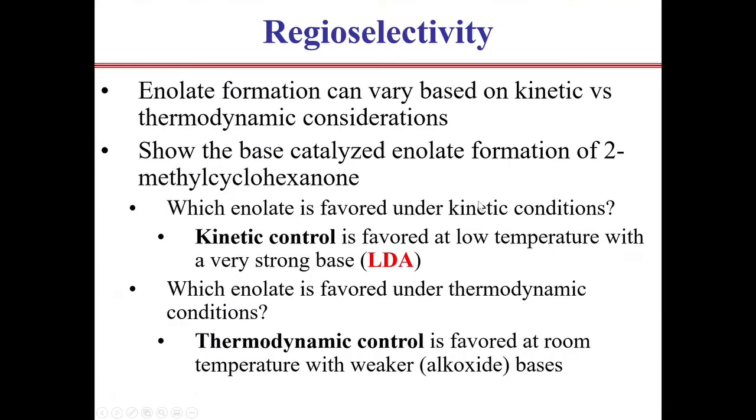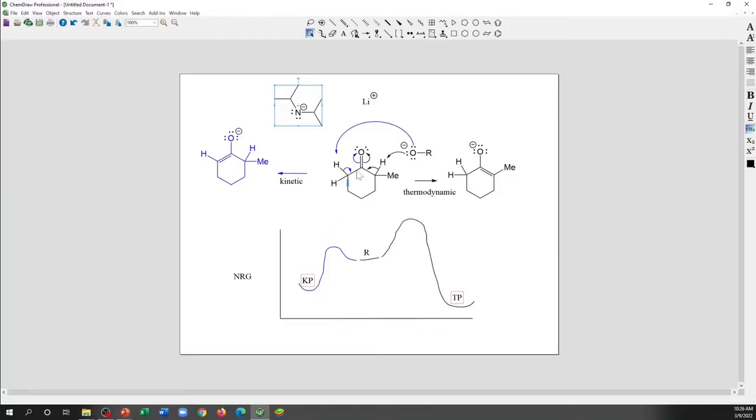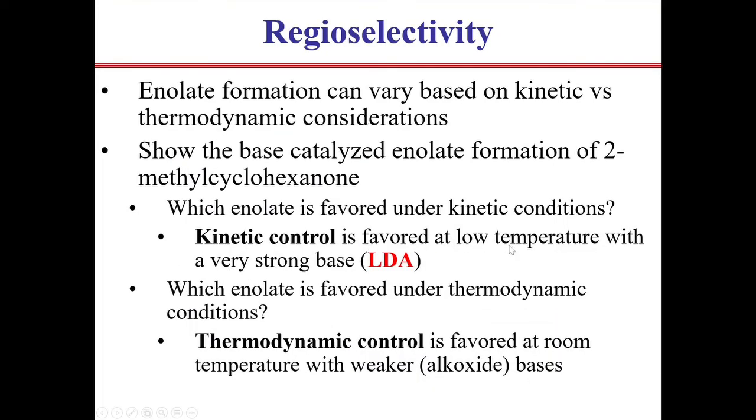Which enolate is favored under kinetic conditions? Well, the enolate that's favored under kinetic conditions is the one that pulls the hydrogen from the less sterically hindered side and produces the alkene that is the least substituted. Kinetic control is favored at low temperatures with a very strong base, lithium diisopropylamide.